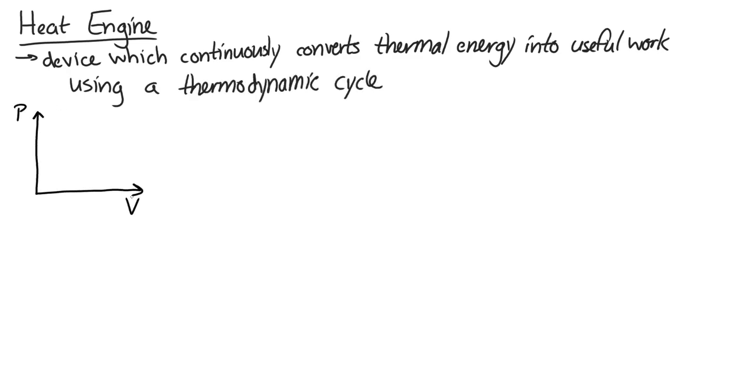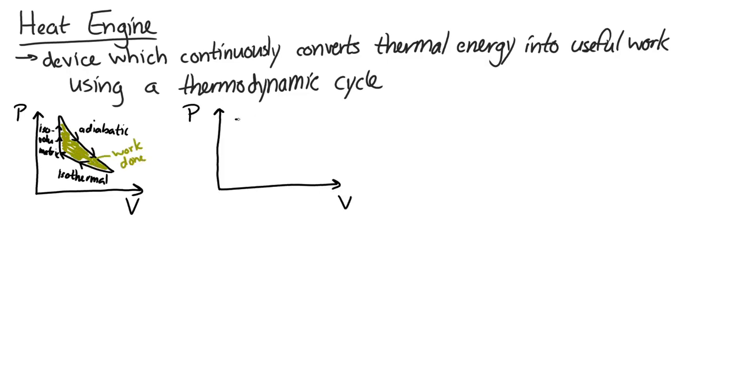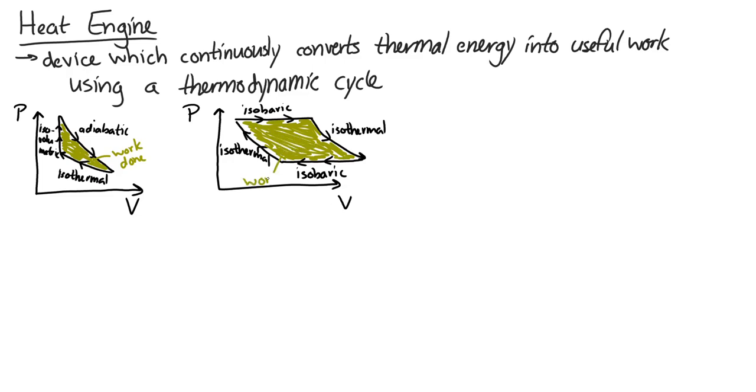Let's say I have a PV diagram here. Well, I could have an adiabatic change, and then an isothermal change, and then an isovolumetric change. And the work that's done in that process is the area inside the cycle. Or I could have something like this. Let's say it's isobaric, and then isothermal, and then isobaric in the opposite direction, and then isothermal back to start. Again, the work that's done on the environment is the area inside the cycle.